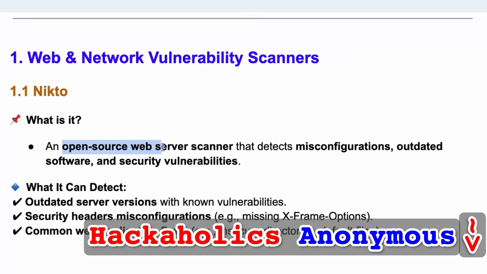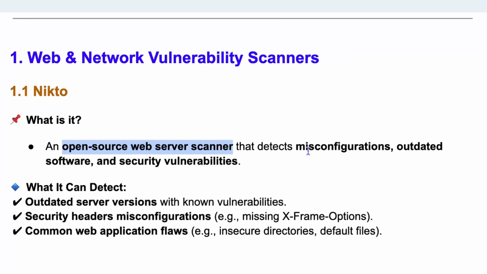It's an open source web server scanner that detects misconfigurations, outdated software, and security vulnerabilities, and it's a command line tool. So what it can do is detect outdated server versions that actually have known vulnerabilities, and it'll detect security header misconfigurations. For example, the missing X-Frame-Options header, which can also be another security vulnerability. And common web application flaws, for example, insecure directories or default files, and a lot of really other cool stuff as well.